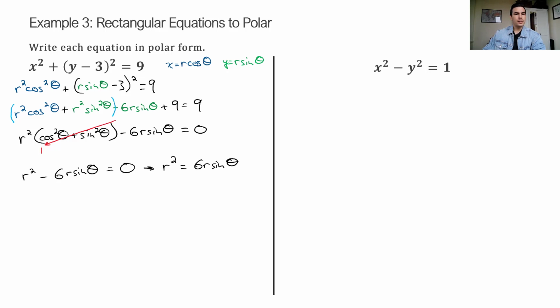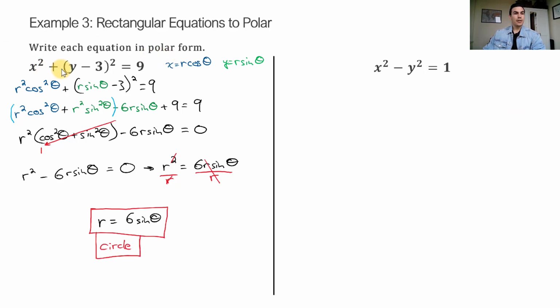If I subtract my 6r sine theta to the other side and divide by that r, I'm left with r is equal to 6 sine theta. Now, from a previous lesson, you can hopefully see that this is going to be a classic curve. This is just a circle, right?